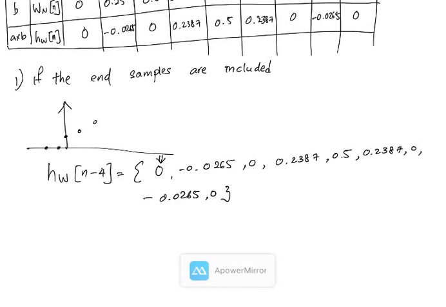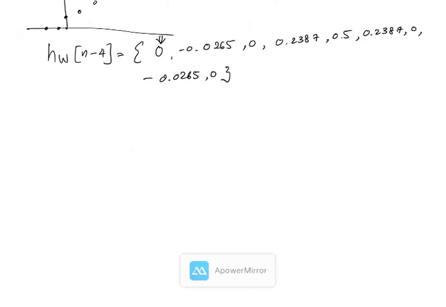And what about the transfer function? The transfer function, I can write it as H(z) equal to 0 minus 0.026 z power minus 1, plus 0.2387. This one I can silence, so I read this one.